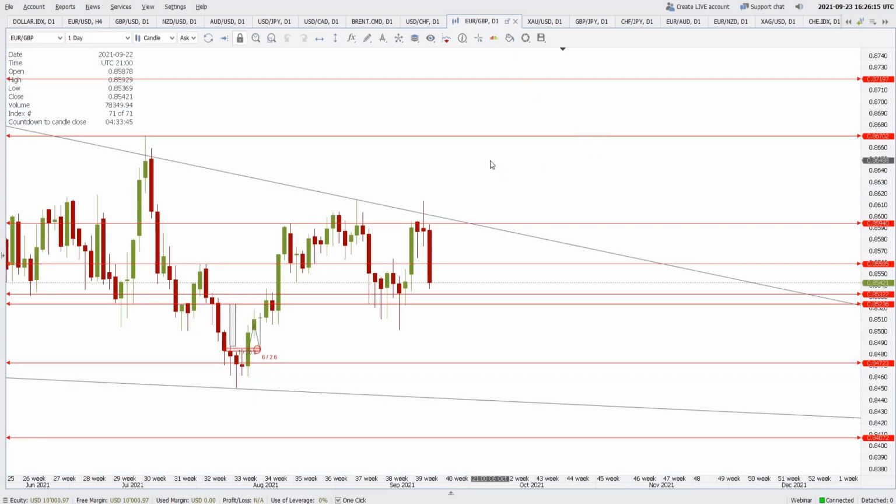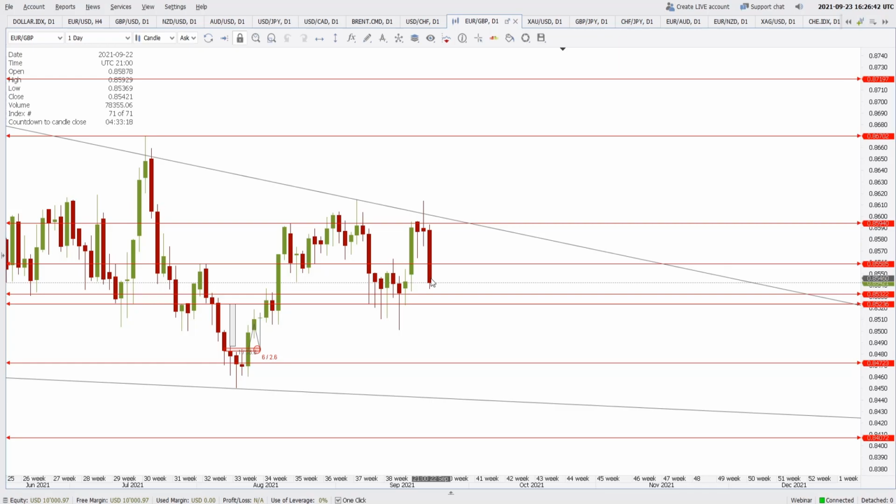Talking about the euro against the GBP, GBP has been a very good runner today. It has made a very nice move on the daily chart and is still trading at the day's high. So euro has considerably fallen today to the lows of the day. Almost 0.8542 is where the price is trading right now. It has made an intraday low of 0.8536 and has made an intraday high of 0.8592.